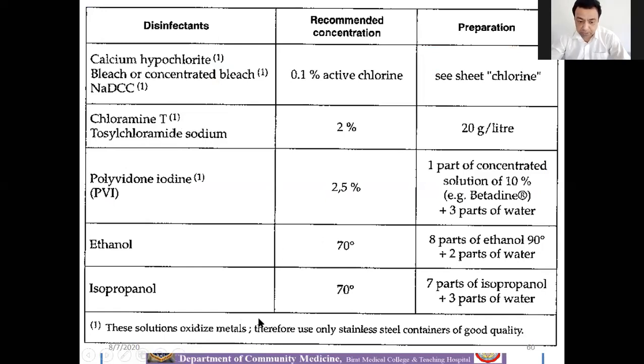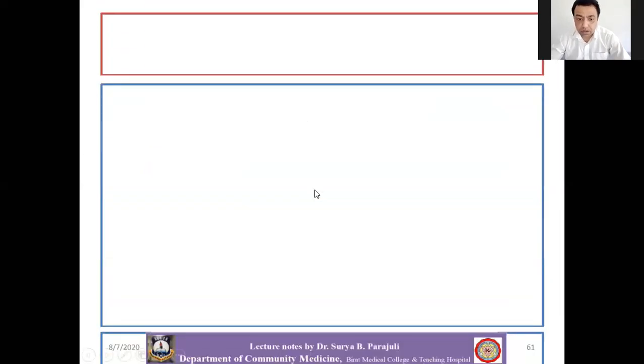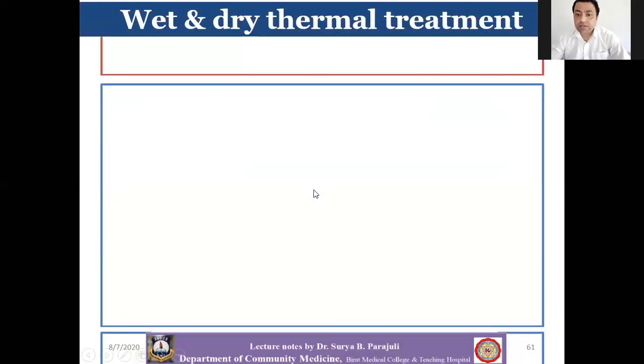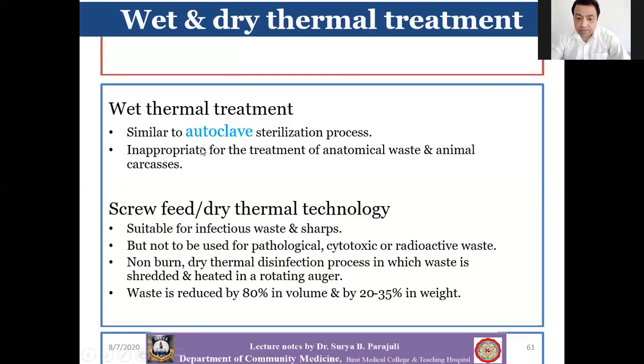Sometimes you may have to face this in your exam too. Like calcium hypochlorite, the concentration would be 0.1% active chlorine. Okay, I don't want to go into detail. Then the third one is wet and dry thermal treatment. Wet means it is similar to the autoclave sterilization process. It's not an autoclave, but it is similar to the autoclave sterilization process.